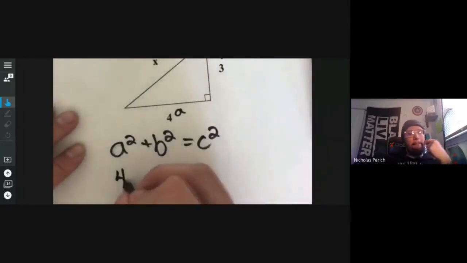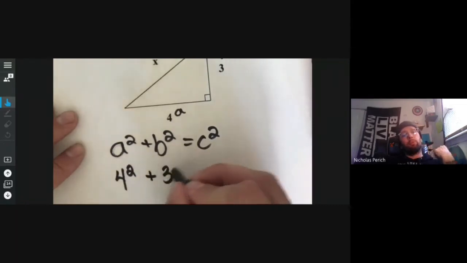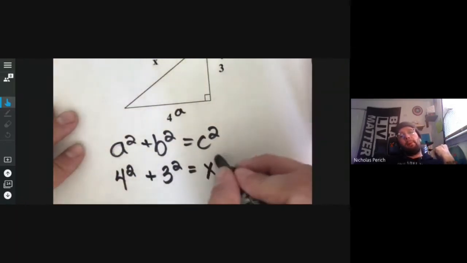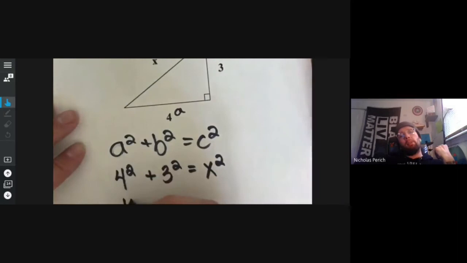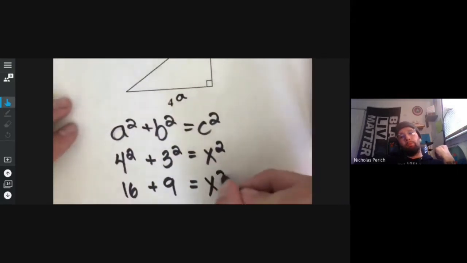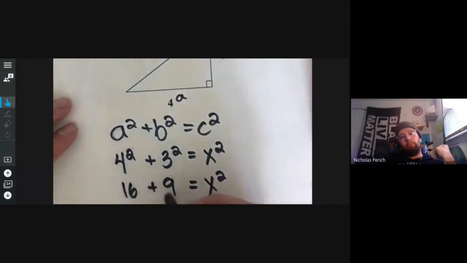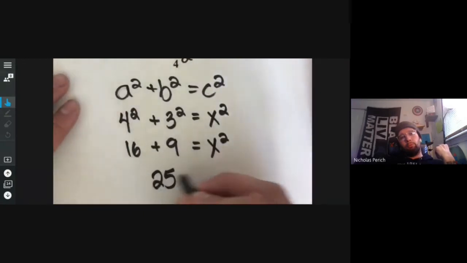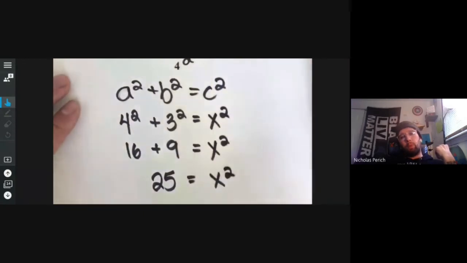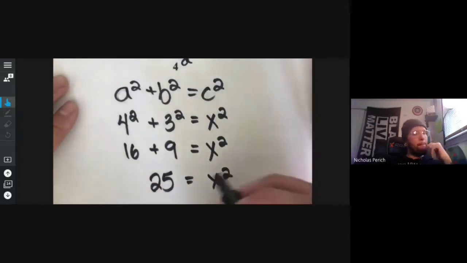So I have 4 squared plus 3 squared equals x squared. 4 squared is 16. 3 squared is 9. X squared is x squared. 16 plus 9 is 25. 25 equals x squared. Now, how do I get an x all by itself if it's being squared?